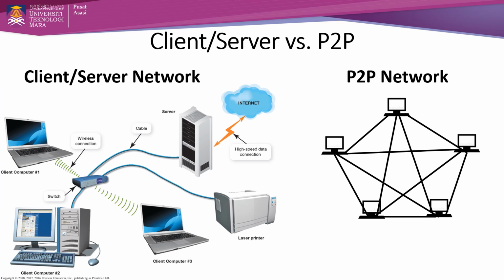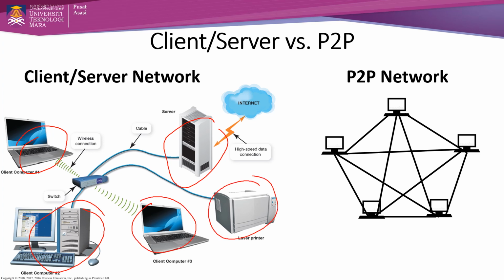These 2 diagrams show the difference between a client-server network and a P2P network. A client-server network consists of a server, a computer, 2 laptops, a printer, a switch, cables, and wireless connection to connect the devices, while in a P2P network each device is connected directly to each other.